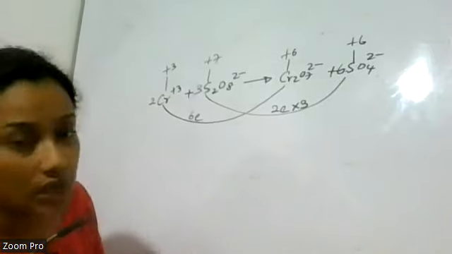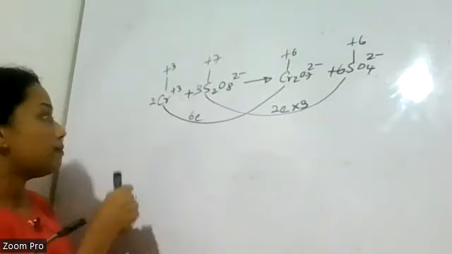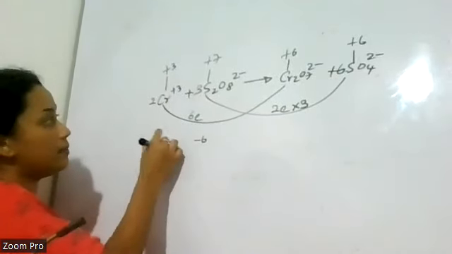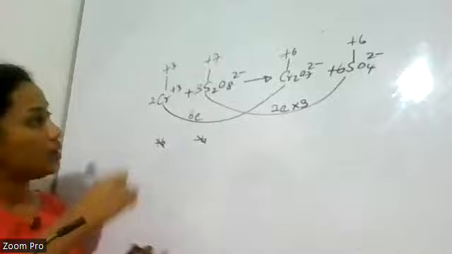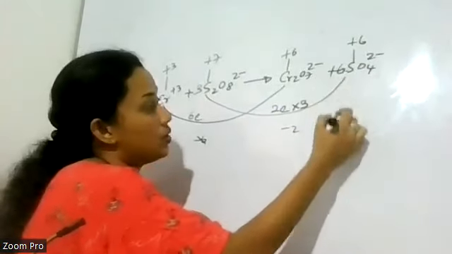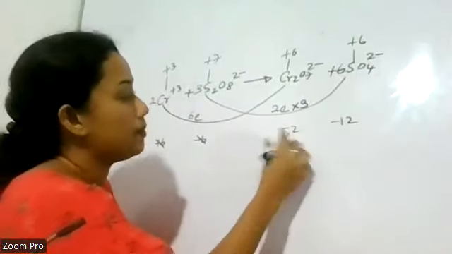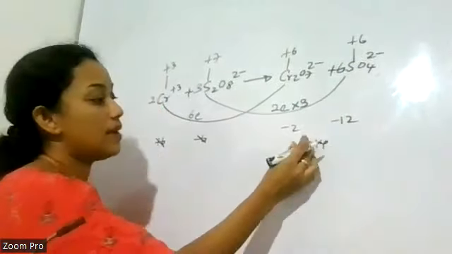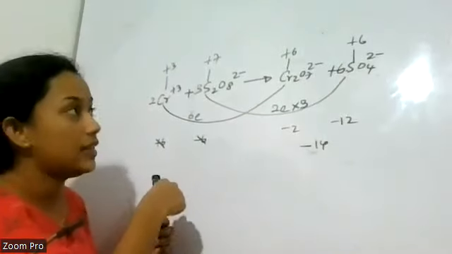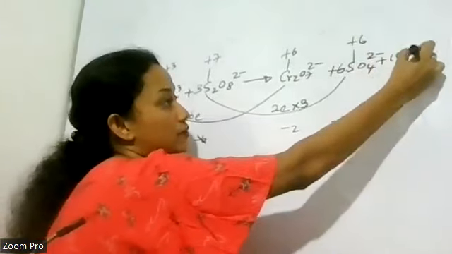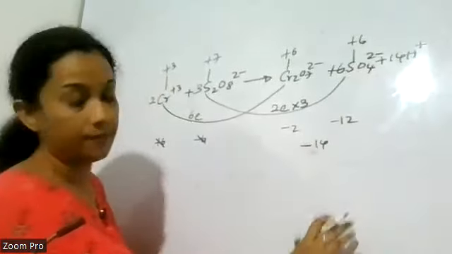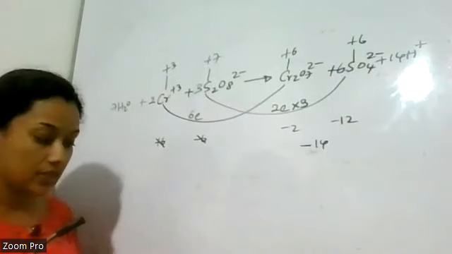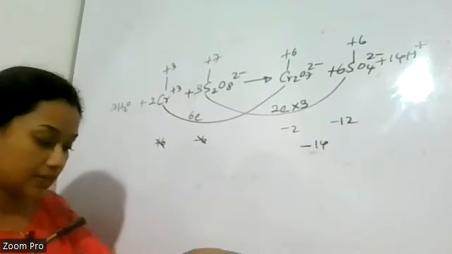Then we have to balance charges. 2 into 3, plus 6. Here 3 into 2, minus 6. Balance. Minus 2 minus 12, plus minus 2 plus minus 12 means minus 14. An additional minus 14 is there, therefore we have plus 14 as H plus. Then 7 H2O. That is how the reaction is balanced.